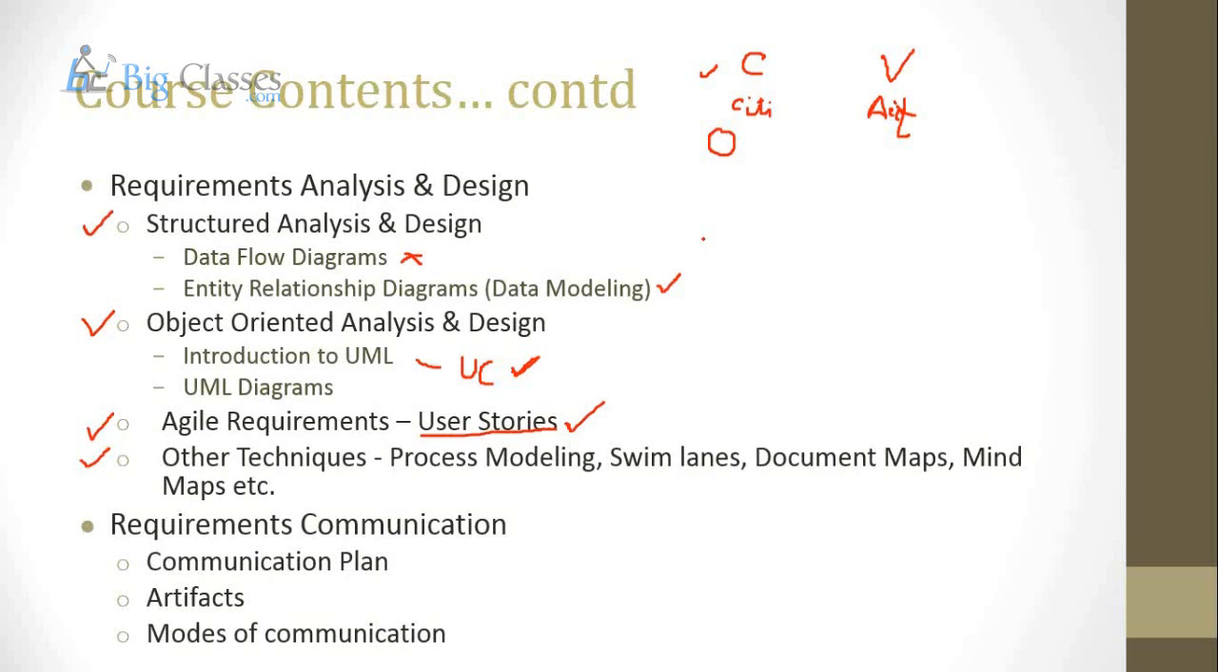Now, how do you analyze the requirement? How do you document it, and how do you execute it? It could be done in these different ways. It could be done in an object-oriented way, or it could be done in an agile way. If it's done in an object-oriented way, you would use use cases to capture the requirement. If it's done in an agile way, you would use user stories to capture the requirements.